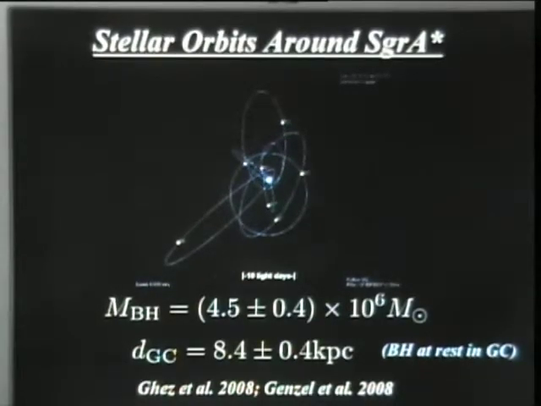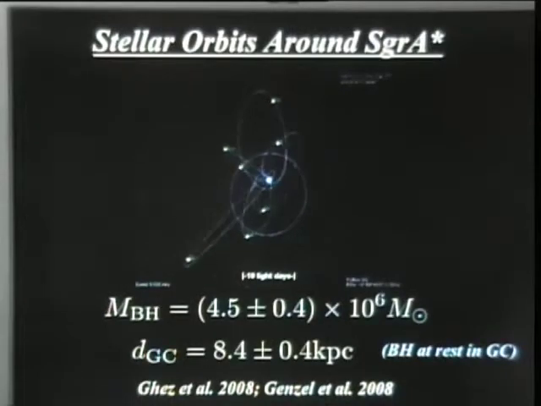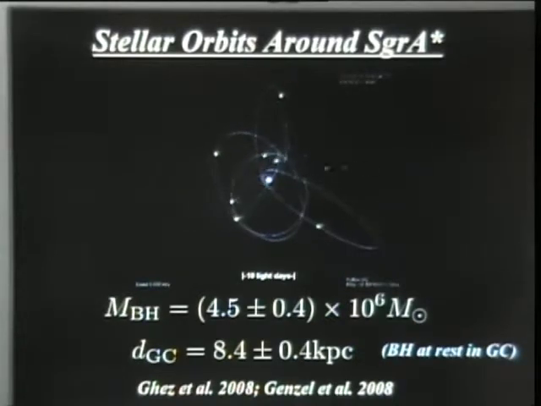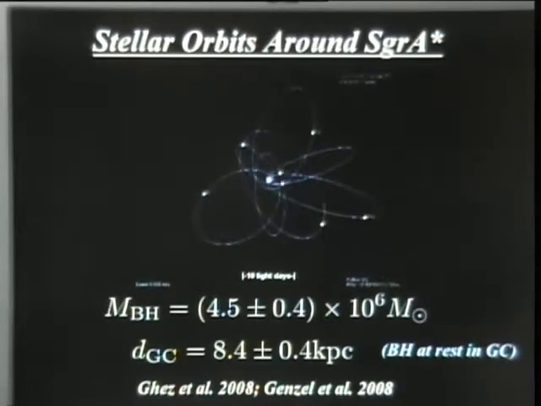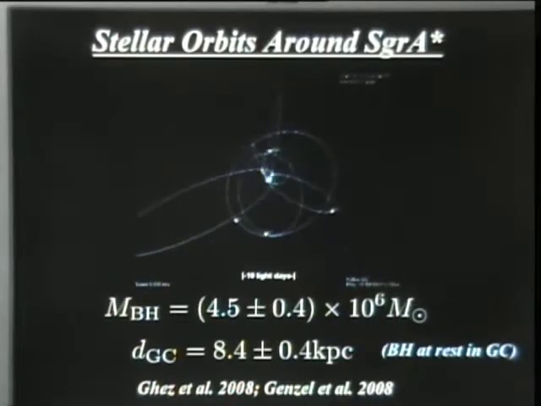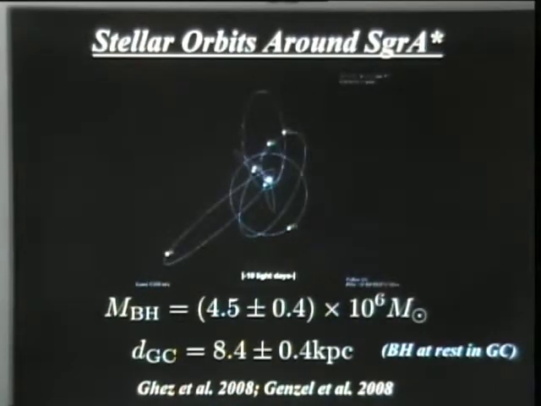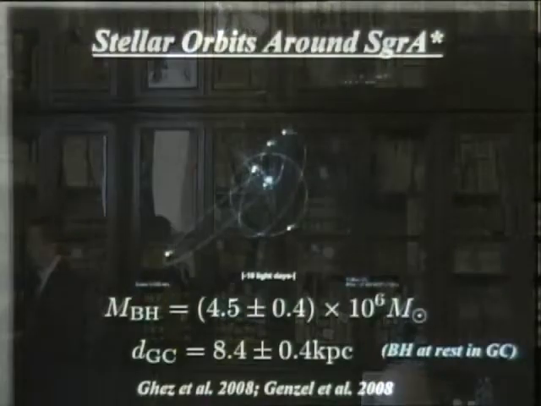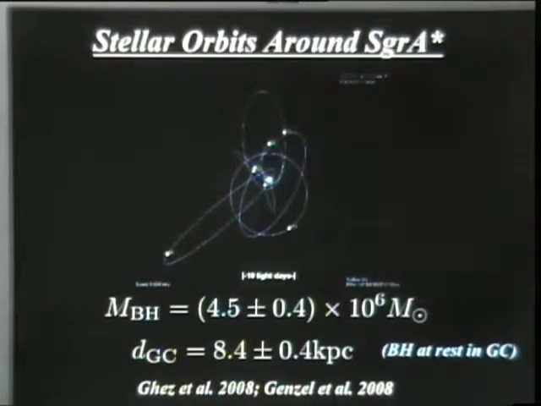The nearest black hole we have is the black hole at the center of the Milky Way galaxy, Sagittarius A star. And we know that there is a black hole there from monitoring the orbits of stars in the vicinity of the galactic center. Just like the orbits of planets, they allow us to infer the mass using Newton's laws of motion. The mass of the black hole is 4.5 million solar masses, at a distance of 8.4 kiloparsecs, or around 25,000 light years.